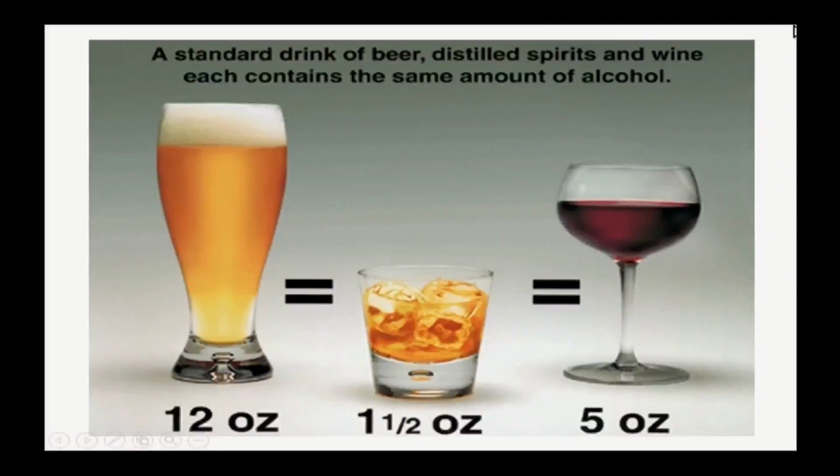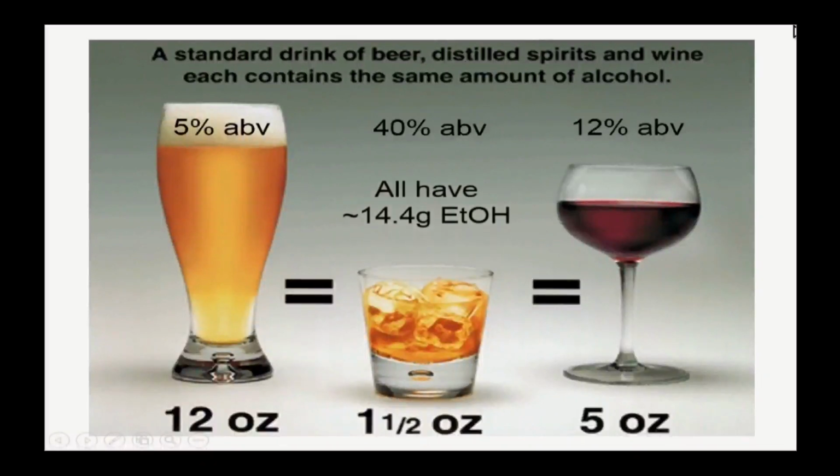Each standard drink really contains about the same absolute amount of alcohol in it. So a standard beer has 12 ounces, and it's about 5% alcohol by volume. The standard shot of hard spirits, 1.5 ounces, is 40% alcohol by volume, and the standard glass of wine is 5 ounces, and it's about 12%. If you do the math, they all have just over about 14 grams of ethanol per unit dose.